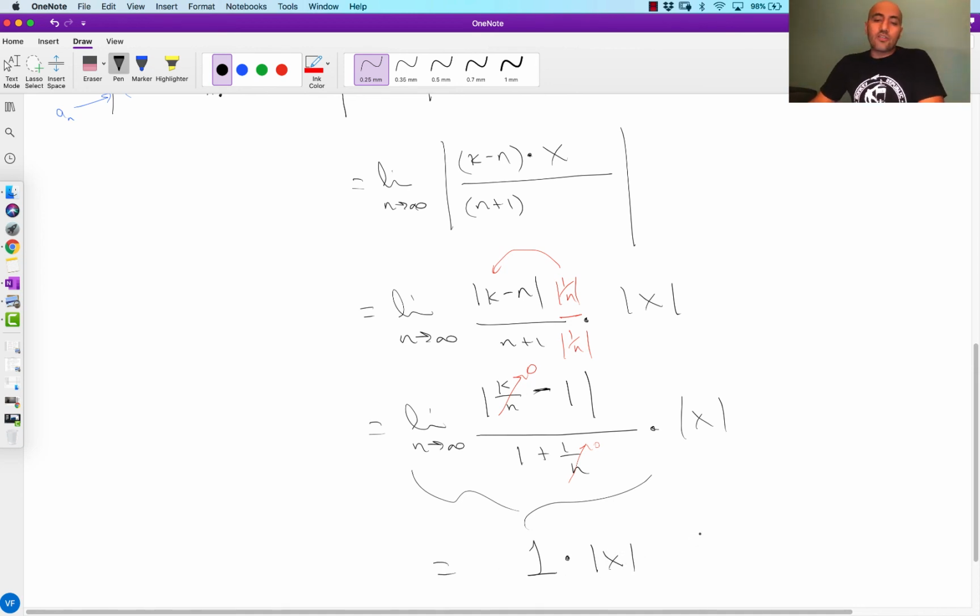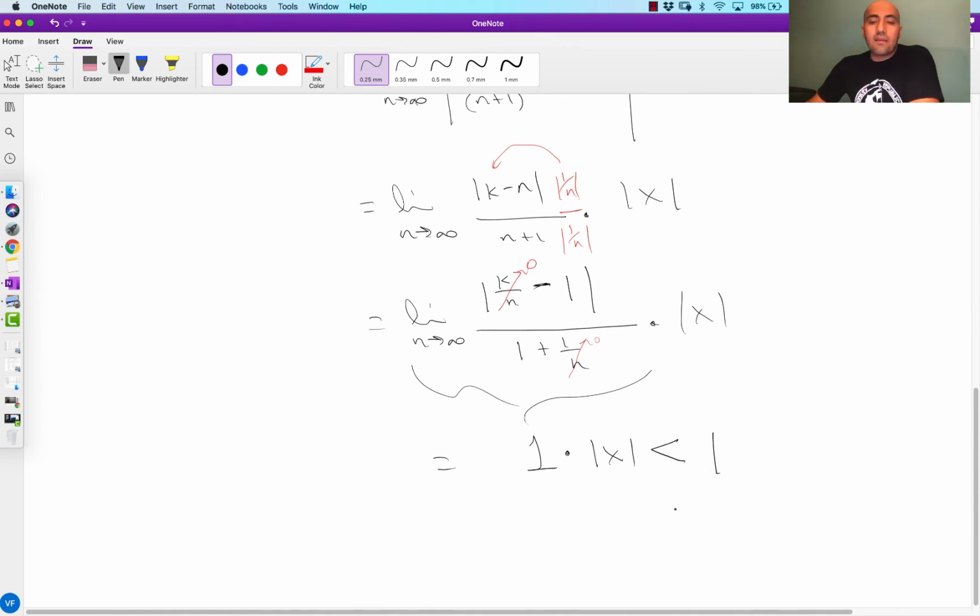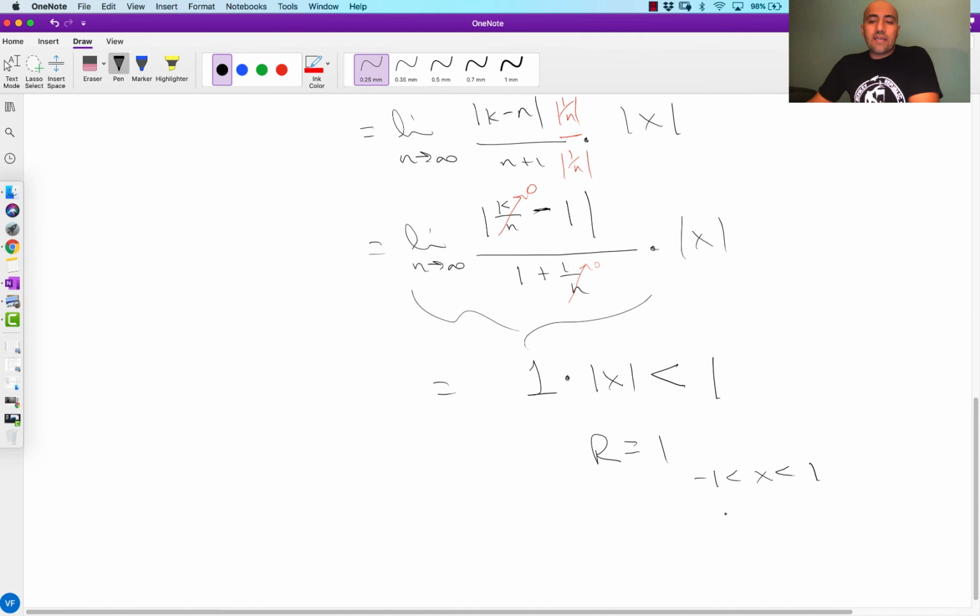And remember, we're doing the ratio test. The ratio test says this is going to converge as long as this is less than 1. So we get that the radius of convergence r equals 1, and the interval of convergence is going to be negative 1 less than x less than 1. Okay, all right, well, we'd have to test the endpoints, and also we have to keep in mind the value of k.